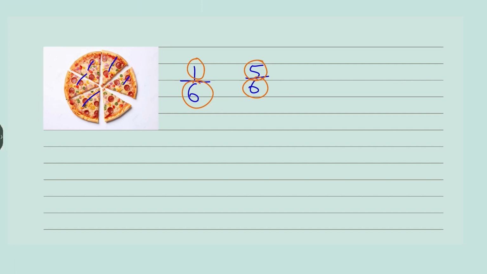Now let's take another example. 6 by 6. Here the numerator 6 is not less than the denominator 6. So this is not a proper fraction. On the picture we are choosing all 6 slices, which is one whole pizza. That's another reason why it is not a proper fraction.